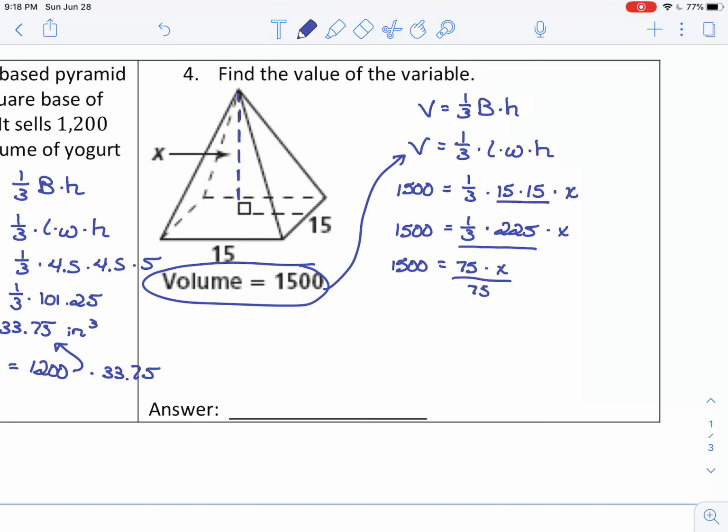So now I can get X by itself since I'm multiplying to find my volume. I'm going to undo it by dividing. And that gets me 20 for the height. So I don't know the units. 20 centimeters, 20 miles, I don't know. But we solved based off of what we knew. Start with your formula, plug in anything that you know, whether that is just length, width, height, or whether that's V.